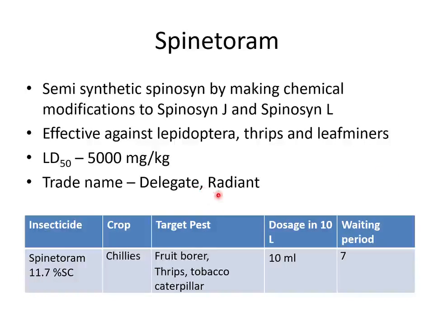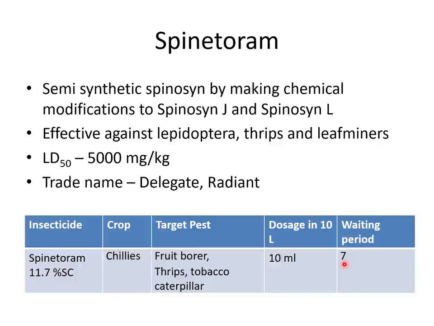So this, the delegate and trade-in, was the earlier trade-in. Delegate is still available in our country. In Palakkad area, delegate is available. See, the usage spectrum of spinosad: it is available as 11.7% SC in chilies, recommended against fruit borer, thrips and tobacco caterpillars, lepidopterans and thrips. The dosage is 1 ml per liter, that is 10 ml in 10 liters, and the waiting period is 7 days. So this is with respect to the spinosyns.